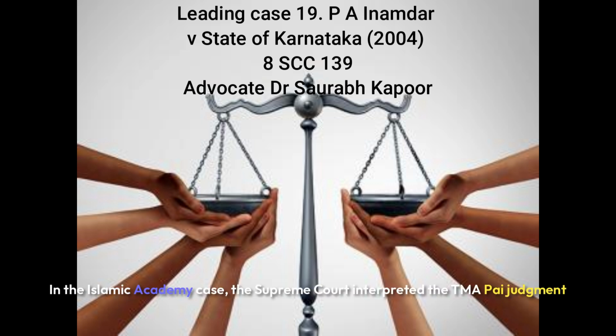In the Islamic Academy case, the Supreme Court interpreted the TMA Pai judgment as having declared that unaided professional institutions are entitled to autonomy in their administration, but at the same time they should not forego or discard the principle of merit. Secondly, it held that in unaided non-minority professional colleges a certain percentage of seats could be reserved by the management for students who had passed the common entrance test held by itself or by the state/university, while the rest of the seats might be filled up on the basis of counseling by the state agency.